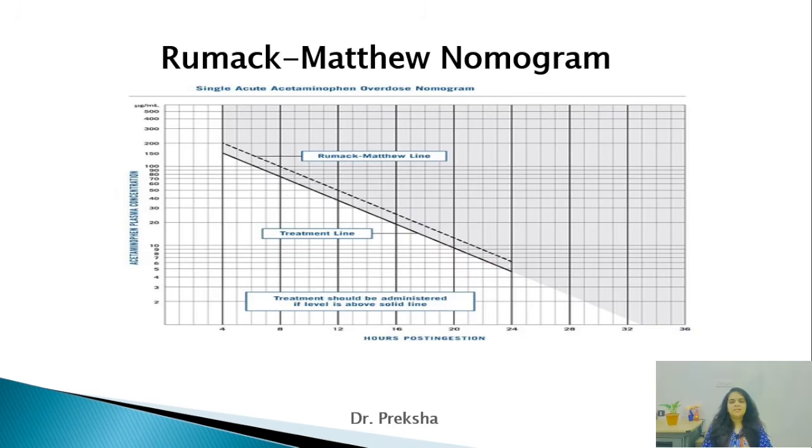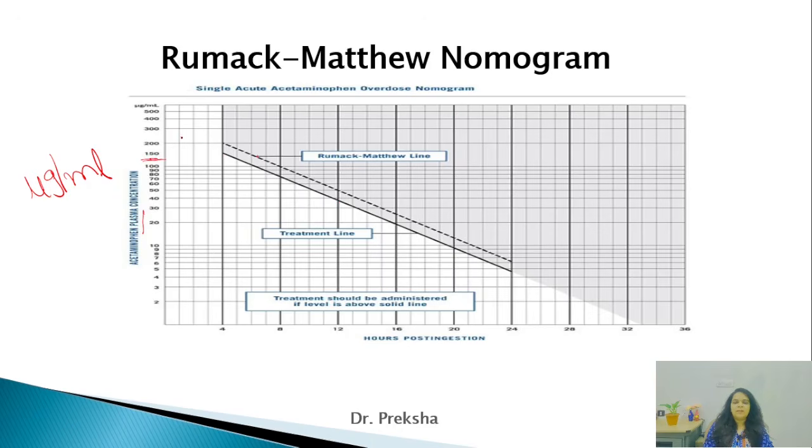Now here you can see this is the Rumack-Matthew nomogram. On the x-axis is hours post ingestion, and on the y-axis you can see the plasma concentration of paracetamol, which is usually expressed in microgram per ml. Now here you can see one treatment line. This is the treatment line and that is at 150 microgram per ml.